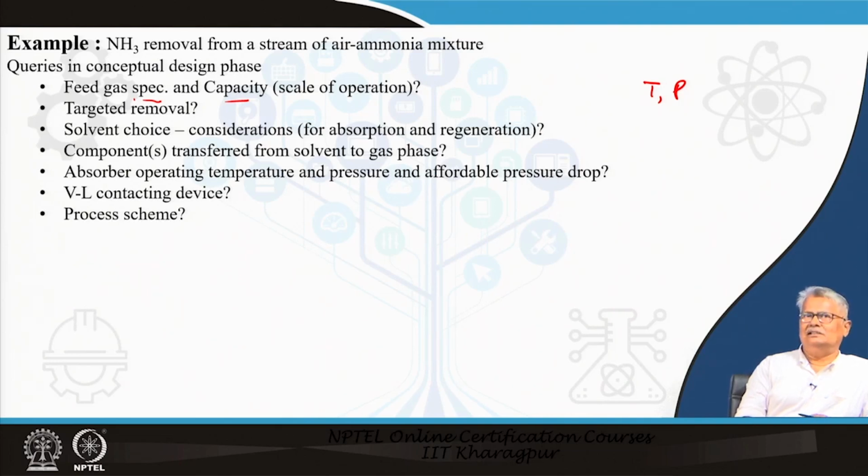And we will all understand, during regeneration, boiling of the rich solvent which is rich in ammonia can definitely be done, but you will be losing substantial amount of water from there also. So, what you could do is you may think of certain additives which will form weak chemical bonds with this ammonia and increase its capacity, so that your circulation rate of the solvent is less and you lose less.